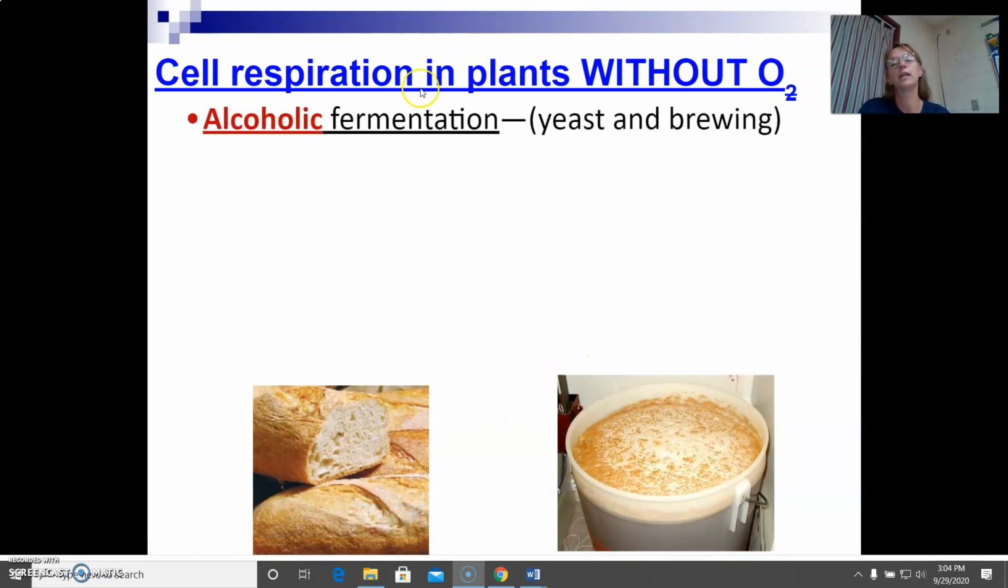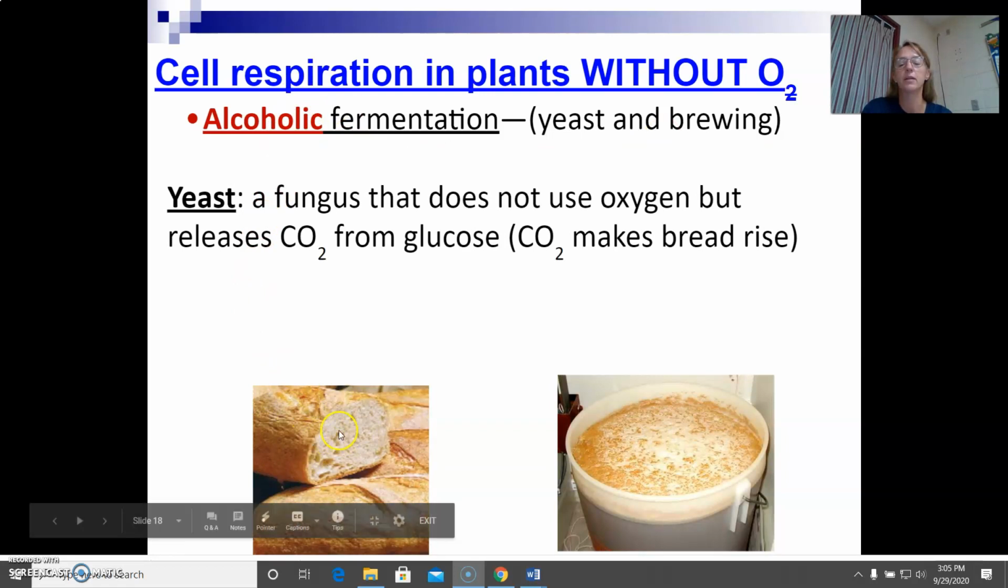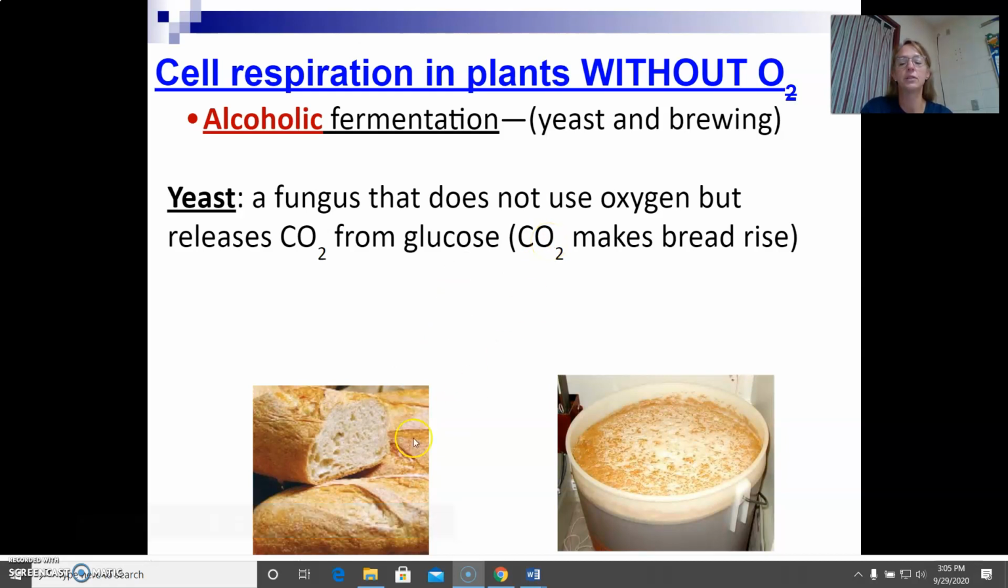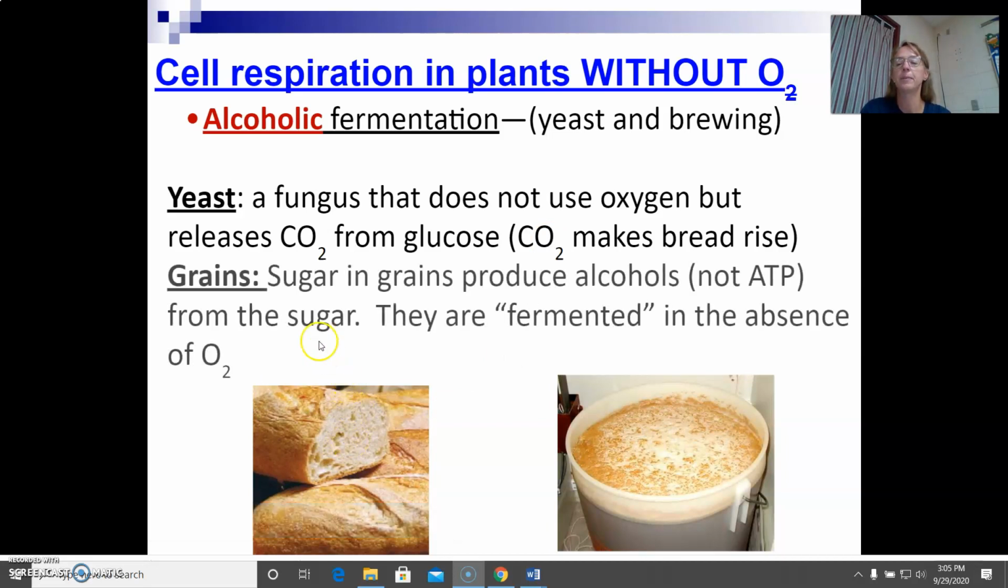Sometimes we can do cellular respiration without oxygen. So the word respiration means creating energy from glucose. Sometimes plants do that without oxygen. That actually is how alcohol is made, and it is how yeast makes bread rise. So yeast is a fungus that breaks down glucose and releases carbon dioxide. It doesn't need oxygen to do that. Here, all that carbon dioxide gas made the bread rise, and it makes it taste good.